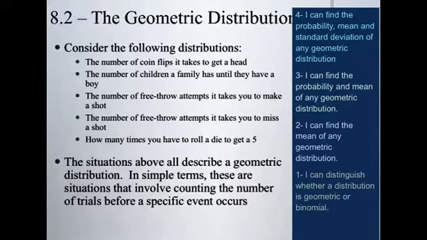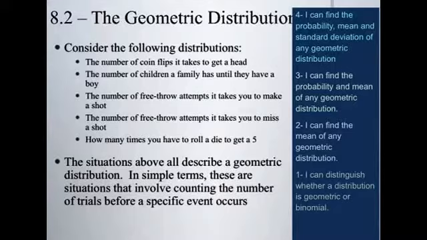So consider the following distributions. The number of coin flips it takes to get heads. The number of children a family has until they have a boy. The number of free throw attempts it takes for you to make a shot, or the number of free throw attempts it takes for you to miss a shot. How many times you have to roll to get a 5. If you notice, all of these situations are geometric distributions. In simple terms, these are all situations that involve counting the number of trials before a specific event occurs.